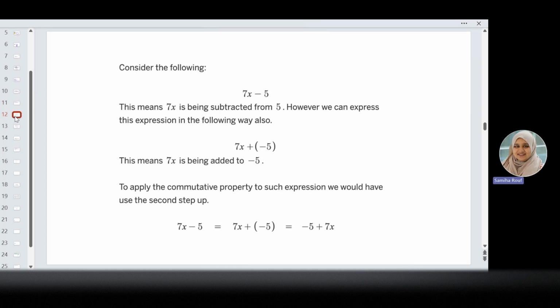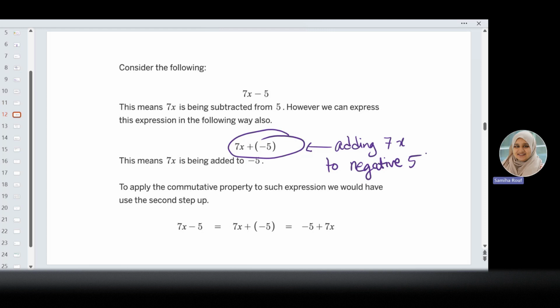Now let's consider what happens when it comes to subtraction. So let's say we have 7x minus 5. Well, what this actually means is you're still adding a set of terms, but that minus is an indication that you're adding 7x to negative 5. So we're adding 7x to negative 5. That's one way we can think of subtraction.